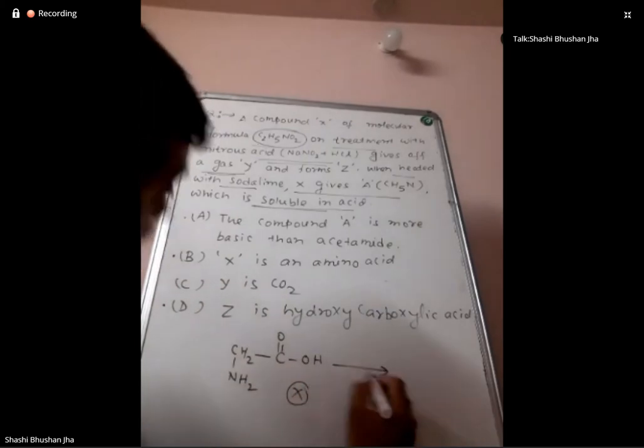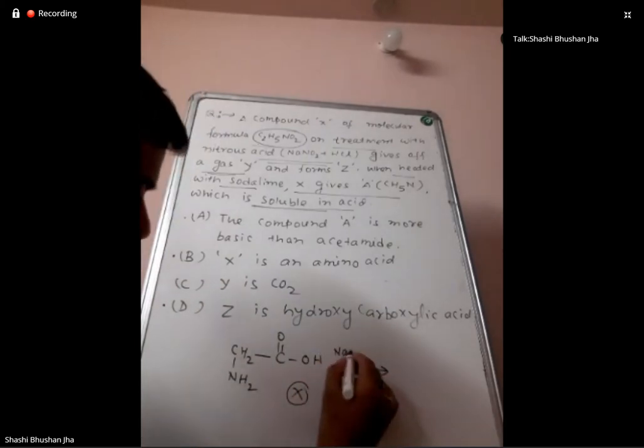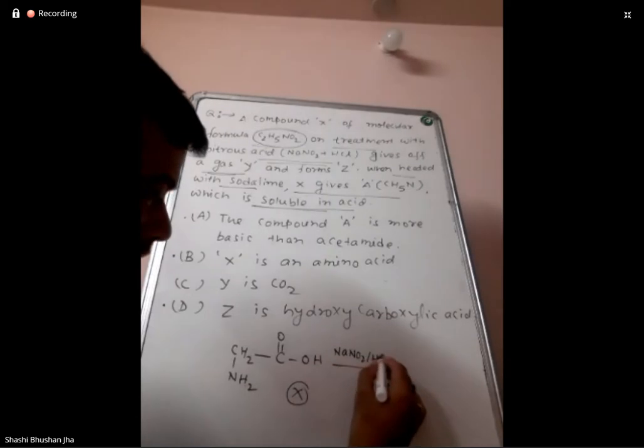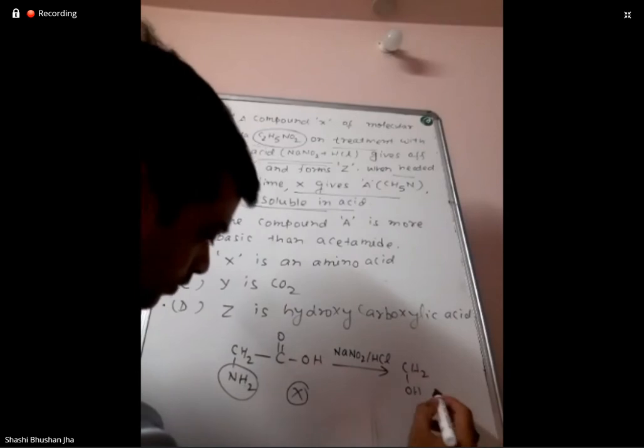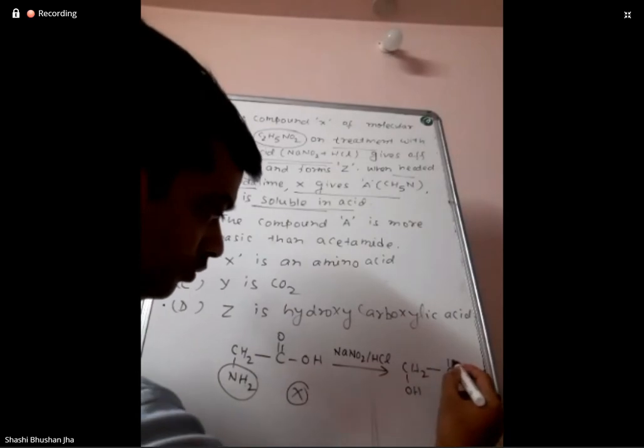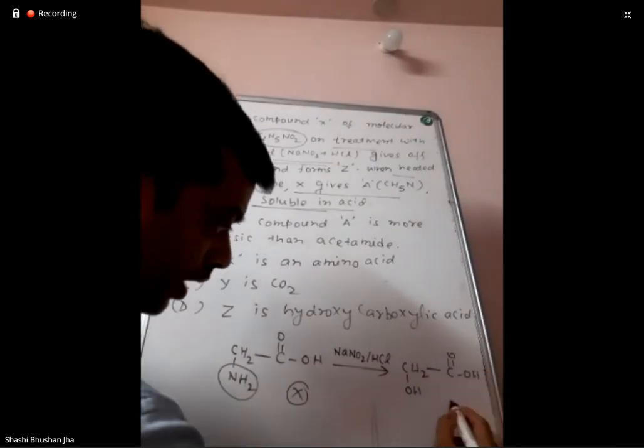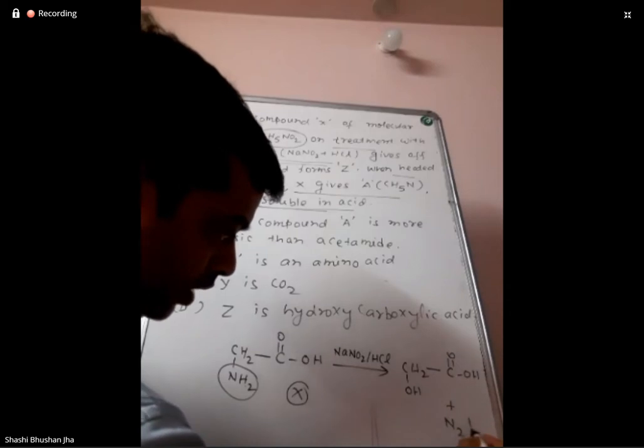When it reacted with this nitrous acid, NaNO2 HCl, reaction will happen here, and you will get this product. The gas which will be released will be nitrogen gas. So gas is Y, the product is Z.